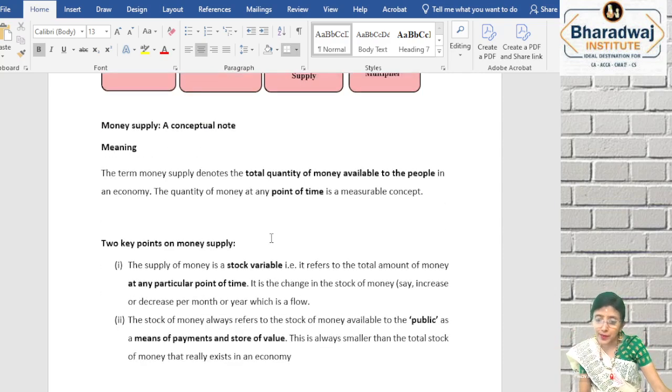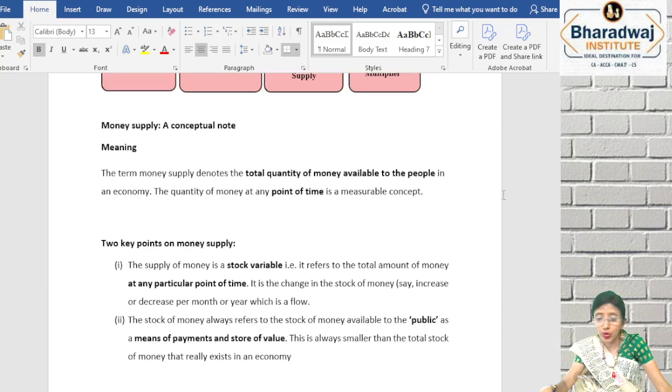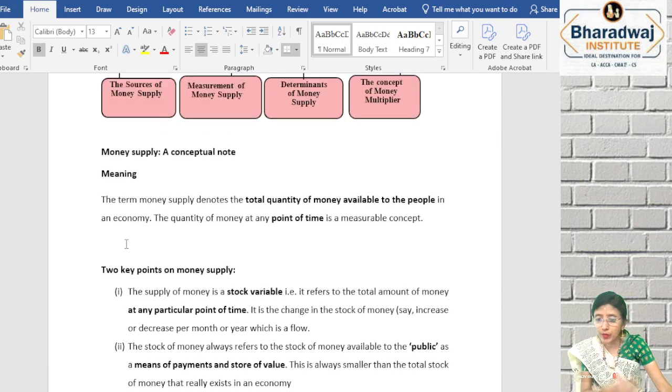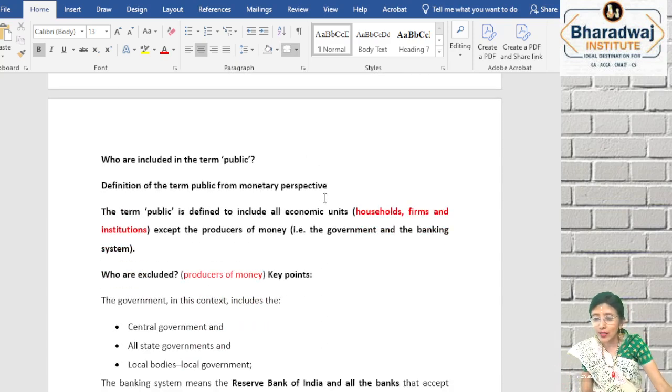Now money supply. Look at the highlighted ones. Who are included in the term public? So what is money supply? Of course, whether it is a stock variable or a flow variable is a question. It is very clearly given as a stock variable. And when you define money, money supply is defined as the total quantity of money available to the people in an economy. So by that people, by that public, who all are included is a repeated question. So that is what is given here. Look at this point: who are included in the term public.